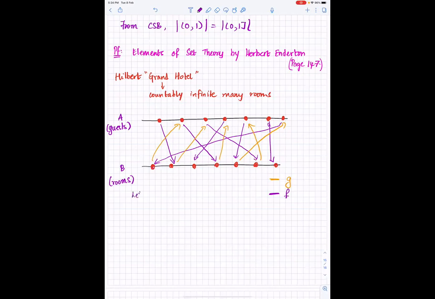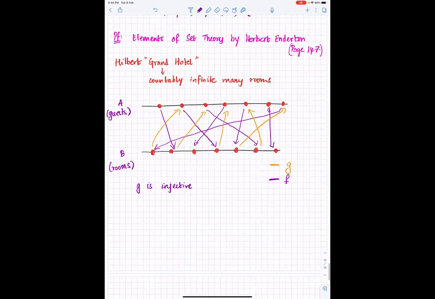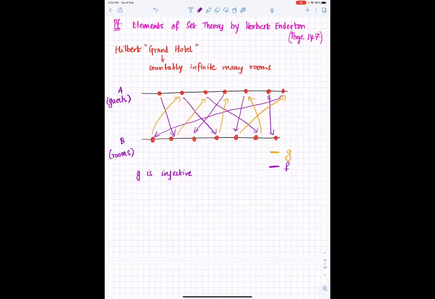So we know that g is an injective function. The goal is to construct an h, which is a mapping of rooms to guests and vice versa. That is a bijection. So we know that g is injective, but it might not be surjective. What does that mean? This means that there can be guests who do not have rooms. Okay? So g is injective. If g is also surjective, then we are done. The h is the g.